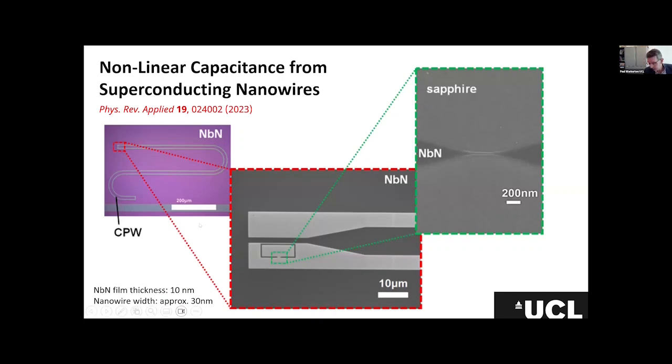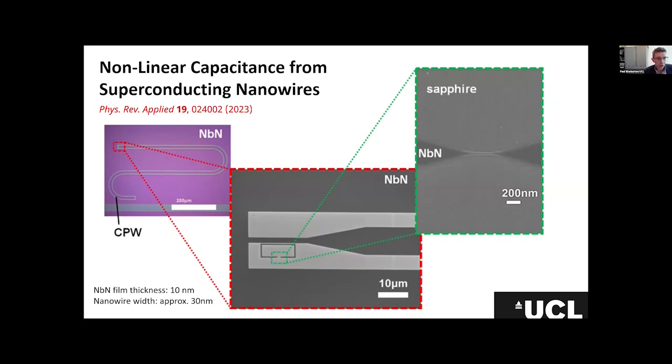In terms of the experimental work, we have a nice clean room here at UCL in the London Centre for Nanotechnology that we use regularly. What I'm talking about here is using our electron beam lithography and our sputtering facilities, for example, to make these superconducting nanowires.